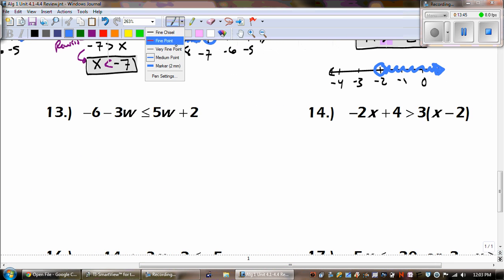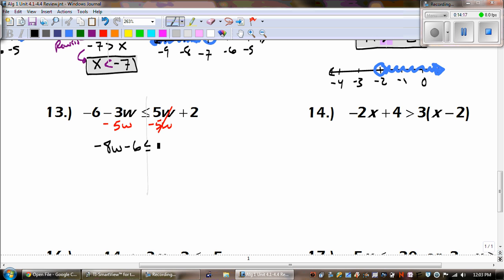All right, 13. Now, the first thing I notice about this one is that I have variables on both sides. So I want to get all my variables to the left because that's how we need to write our inequalities when we're graphing. So what I'm going to do is subtract the 5w to the other side. And when I write this in order with the variable first, we have -8w minus 6 is less than or equal to 2.